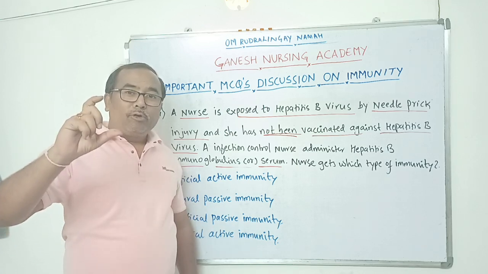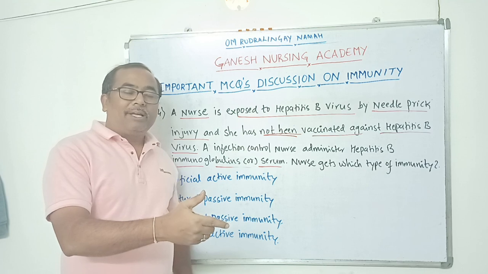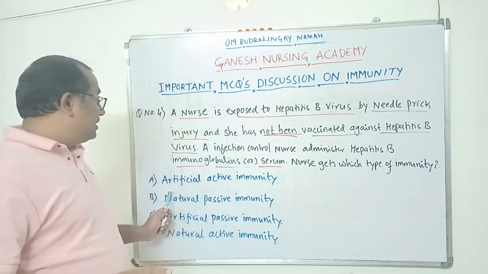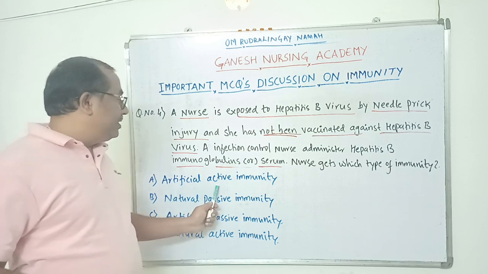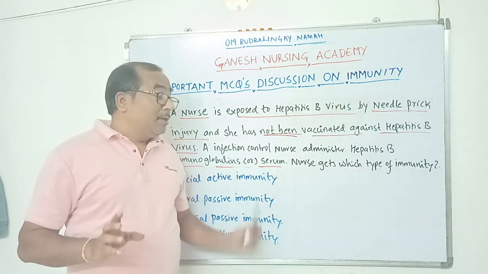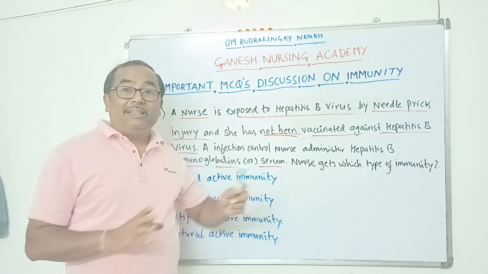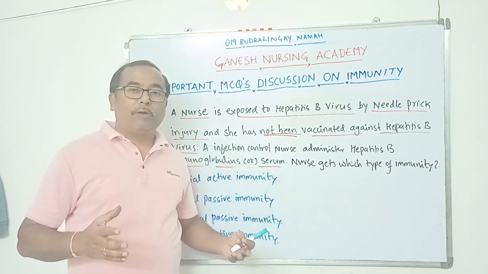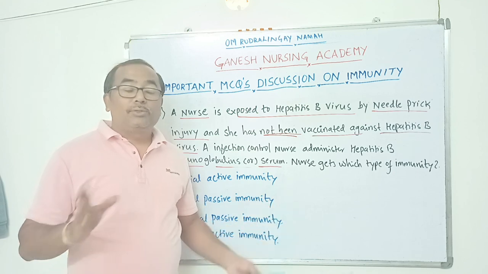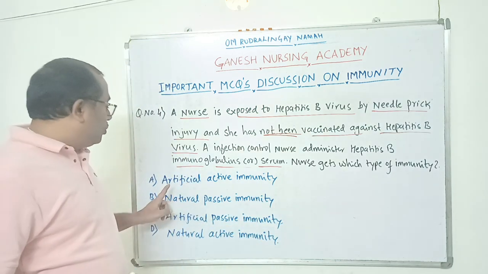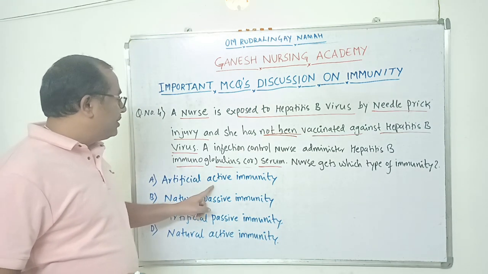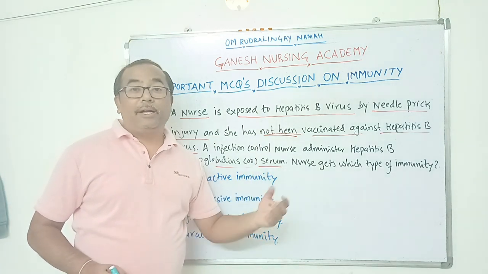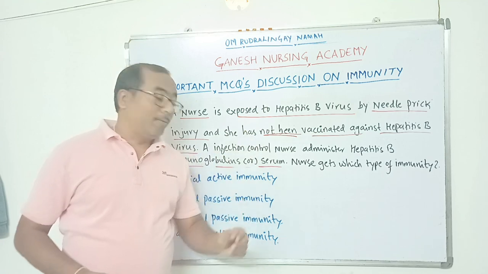It is ready-made immunoglobulins after extraction from the animal body. So it is not a natural immunity, obviously it is an artificial immunity. But do you think it is active? The nurse is receiving the immunoglobulins directly, passively. Her body is not preparing any immunoglobulins. So though it is artificial immunity, it is not artificial active, because her body is not preparing. Here she is getting ready-made immunoglobulins directly into her body.